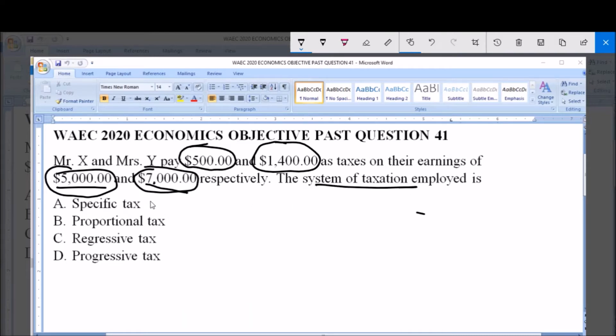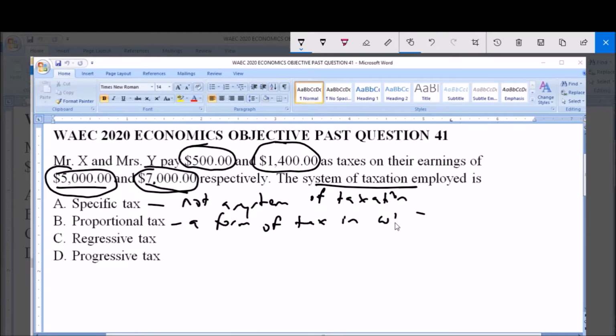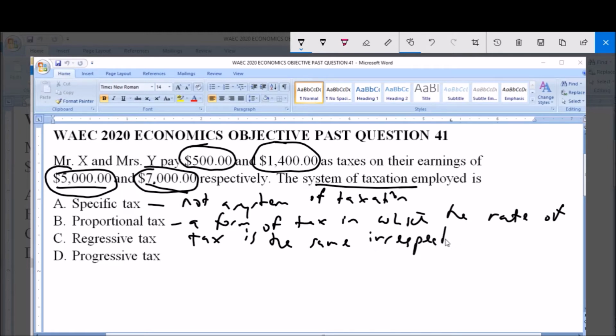system. Now option A, specific tax, is not a system of taxation. Now option B is proportional tax. It is a form of tax or a system of taxation in which the rate of tax is the same irrespective of the level of income.